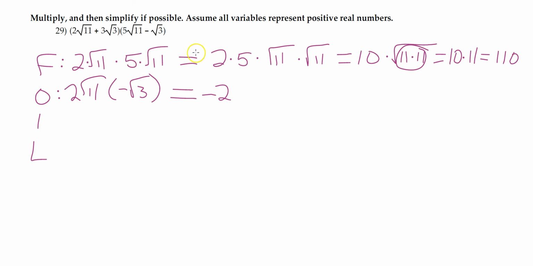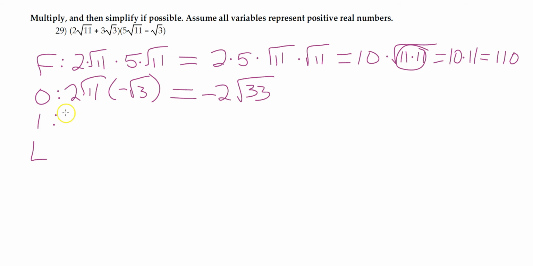And the numbers on the inside multiply together. And that's by the product rule. In this case, 11 times 3, 33. There's no pairs. So we can just write it like that. Outer product.